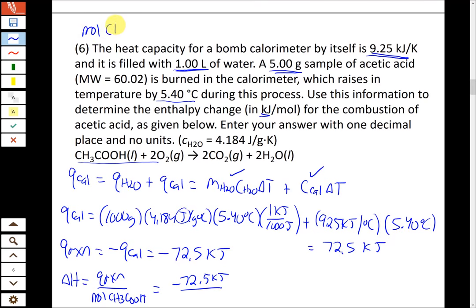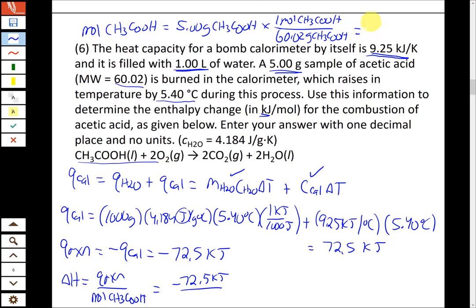So the moles of acetic acid, 5 grams, and then we divide by the molar mass to get it into moles, just like we did all the time starting in chapter 5. Okay, so 1 mole of acetic acid has a mass of 60.02 grams. That's what the molecular weight or molar mass tells us. And so that comes out to 0.0833 moles.